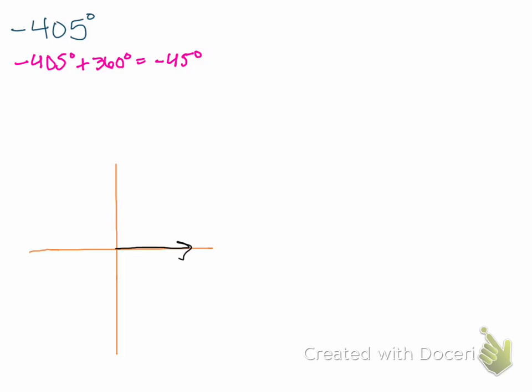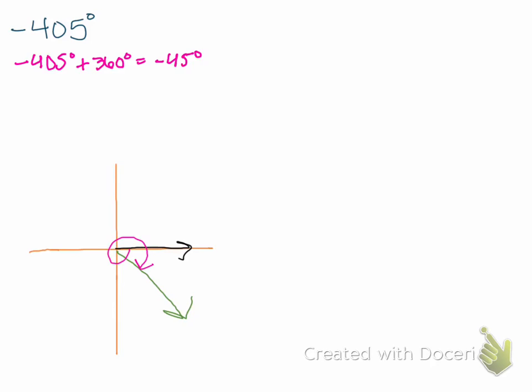Okay? So here's my initial. My terminal side is at negative 45 degrees, which is halfway between 0 and negative 90. Now, I'm going to draw in my angle. It's negative, so I'm going to start on the bottom. I'm going to go around one whole 360 and then come the additional 45. So it's going to look like this.